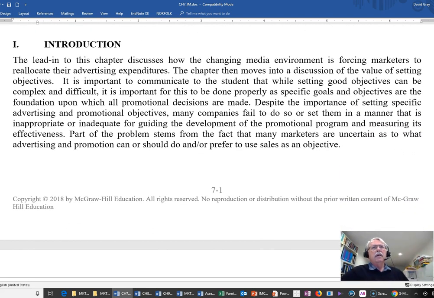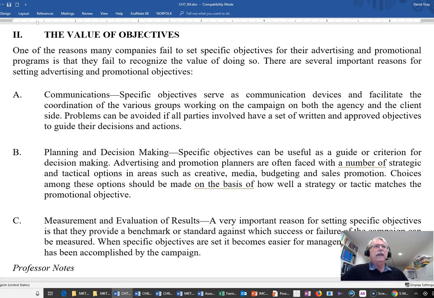So we know the changing media environment is forcing marketers to reallocate their advertising spending. We've seen a dramatic growth in the use of online promotion, online advertising. It's forced organisations to change and reevaluate the kinds of goals and objectives which they base their promotional strategies on. One of the first things to look at is the value of objectives.